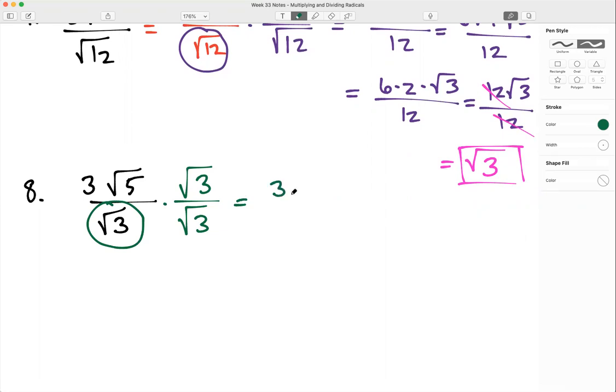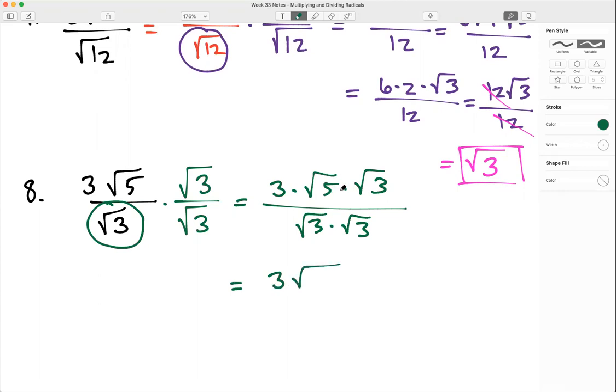All right, so 3 times the square root of 5 times the square root of 3 over the square root of 3 times the square root of 3 eliminates the square root symbol. And we've got 3 square roots of what? 5 times 3 is 15. And then 3 times 3 is 9, excuse me, but square root of 3 times square root of 3 removes the radical, and then we cancel out the 3's. So we're left with the square root of 15. It doesn't simplify, so we're done.